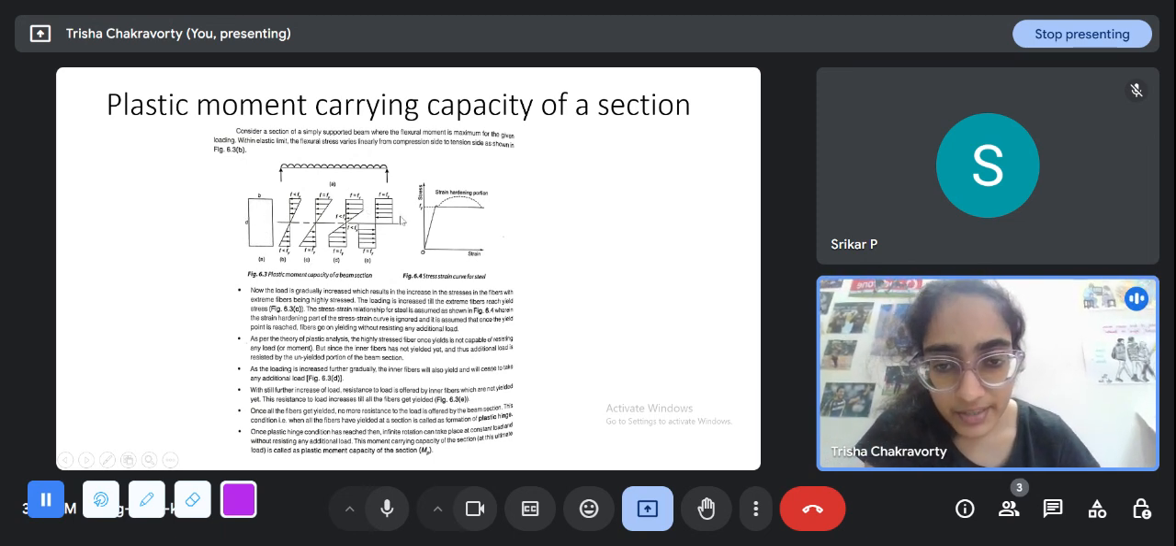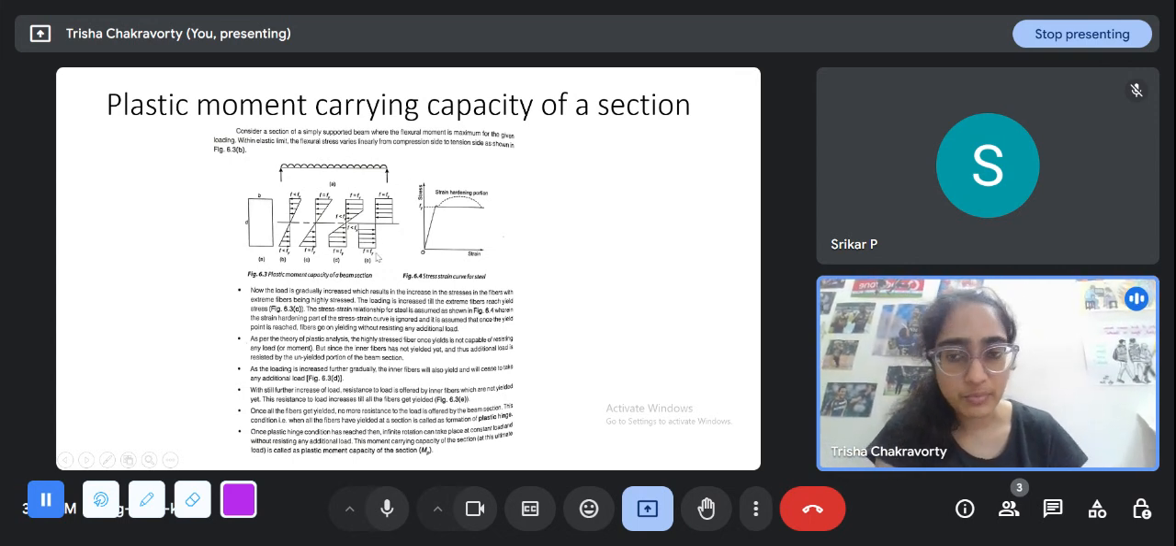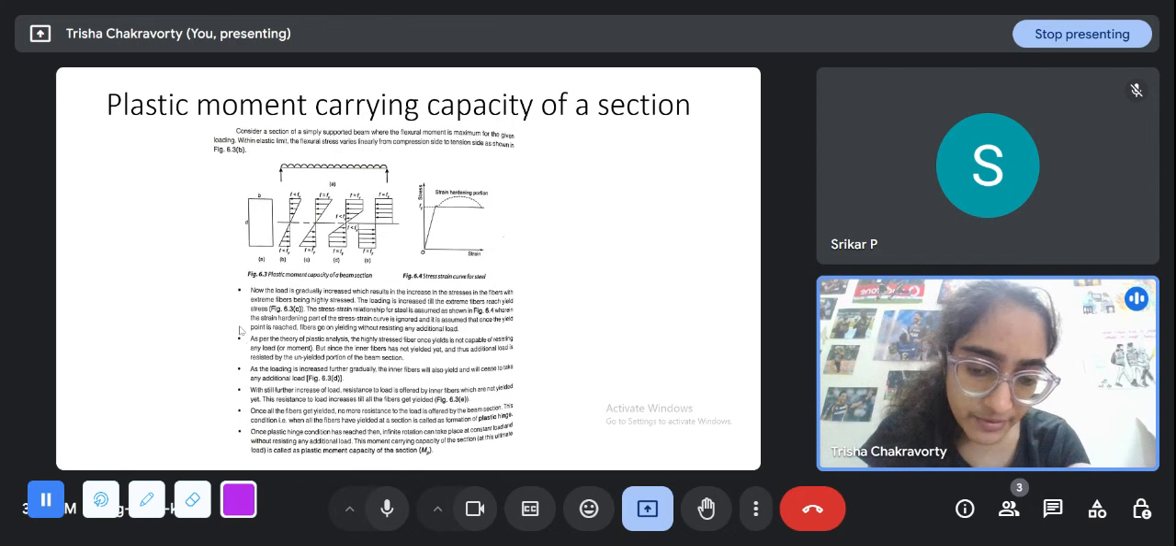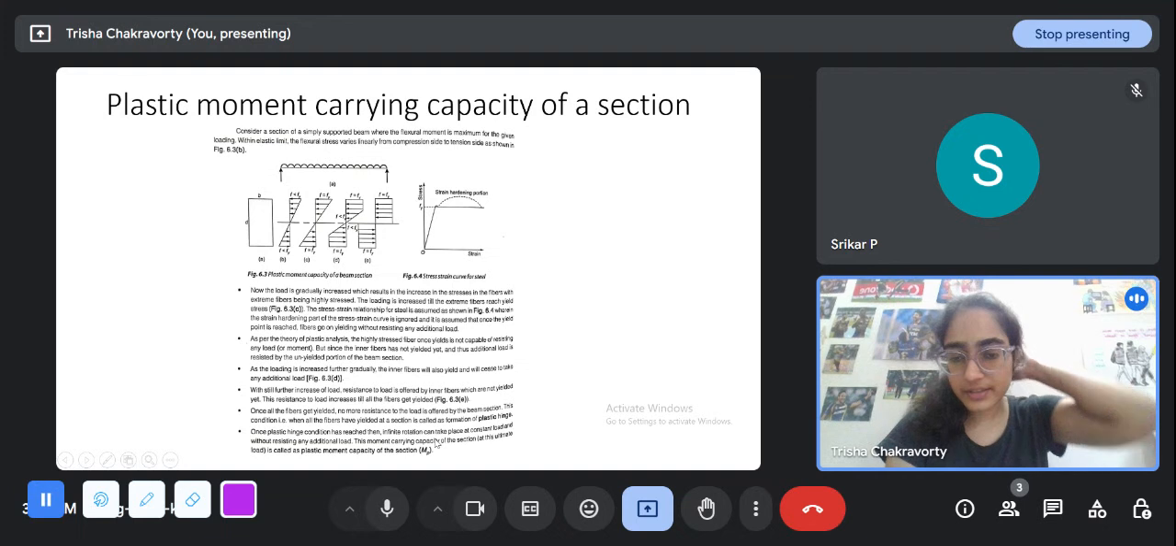And then a time comes when the entire section is at its yield stress, and that is the plastic moment capacity, which we relate with Zp. Zp multiplied by the yield stress gives us Mp, which is the plastic moment capacity of the section.